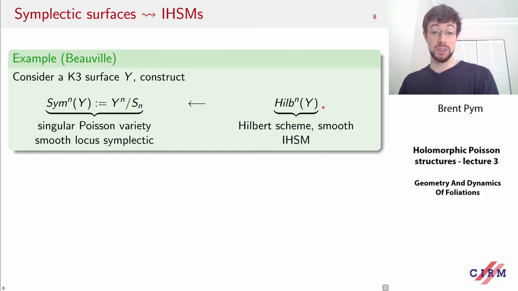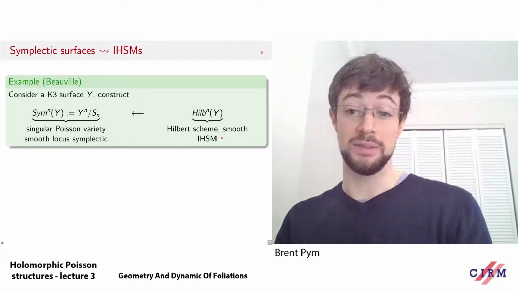And the key feature of this Hilbert scheme from the point of view of symplectic geometry is not only that it's smooth, but also that the Poisson structure on the symmetric power lifts to a unique Poisson structure on the Hilbert scheme, which is symplectic, and is indeed giving us an irreducible holomorphic symplectic manifold.